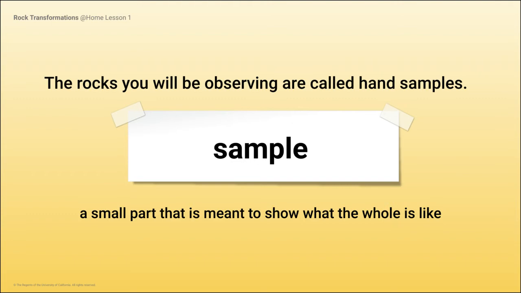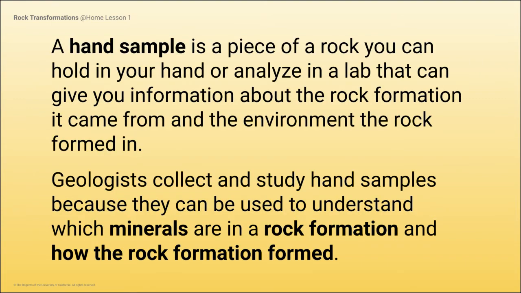There you go. So, a hand sample is a piece of rock that you can hold in your hand or analyze in a lab that can give you information about the rock formation it came from and the environment the rock was formed in. Geologists collect and study hand samples because they can be used to understand which minerals are in the rock formation and how the rock formation formed. So these are actually really useful tools to understand what's going on around us, and they're small enough that we can carry them.